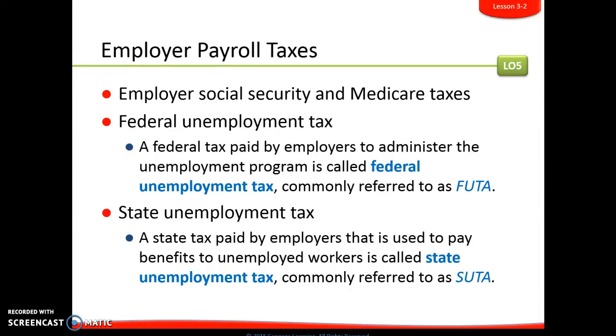So to explain those a little bit more, federal unemployment tax is a federal tax paid by employers to administer the unemployment program. This is commonly referred to as FUTA, federal unemployment tax. SUTA would be state unemployment tax. This is a state tax paid by employers that is used to pay benefits to unemployed workers. So state unemployment tax.